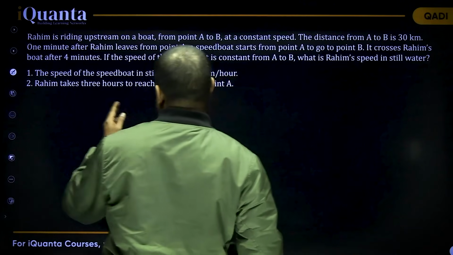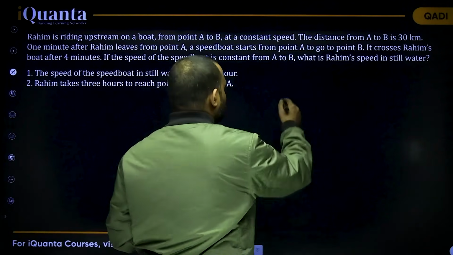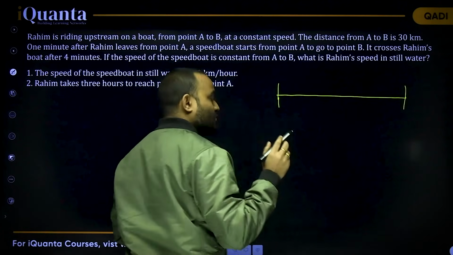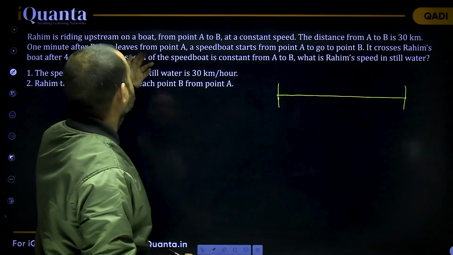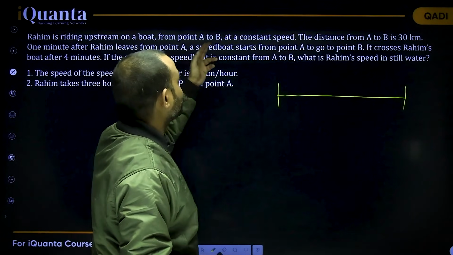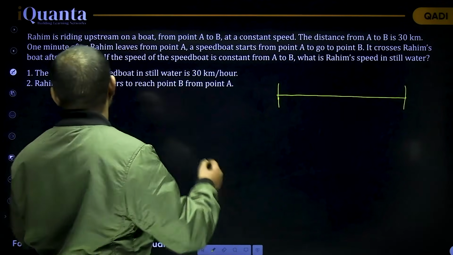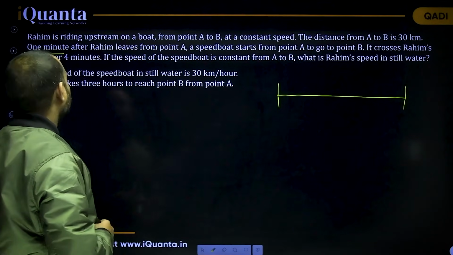First of all, Rahim is going upstream, so the boat is also going upstream. One thing we need to understand is that Rahim started 1 minute before, right? After Rahim leaves from point A, the speedboat starts from point A to go to point B just after 1 minute, and it crosses Rahim's boat after 4 minutes.